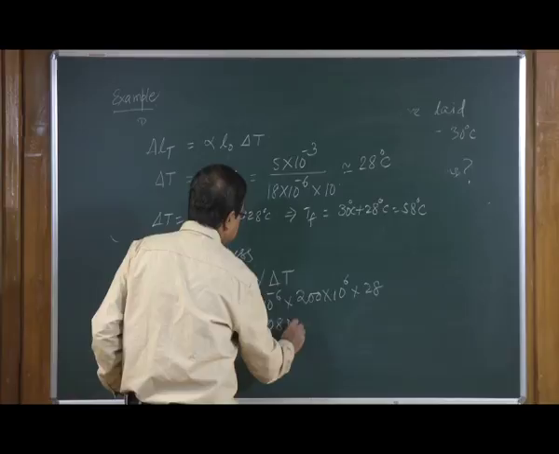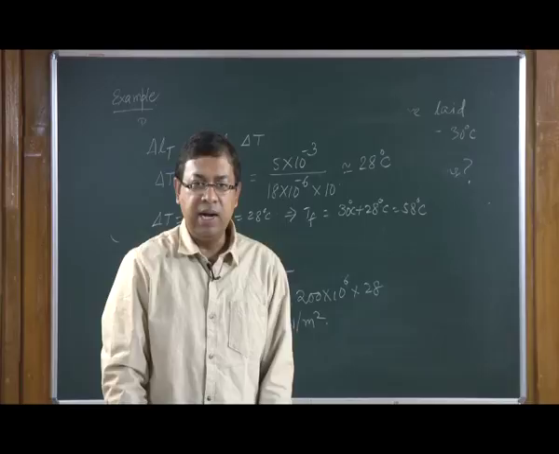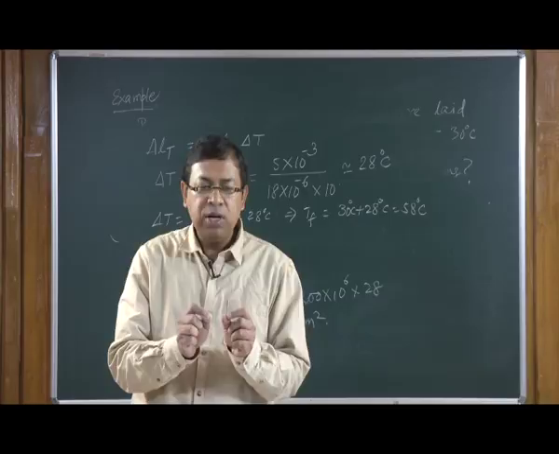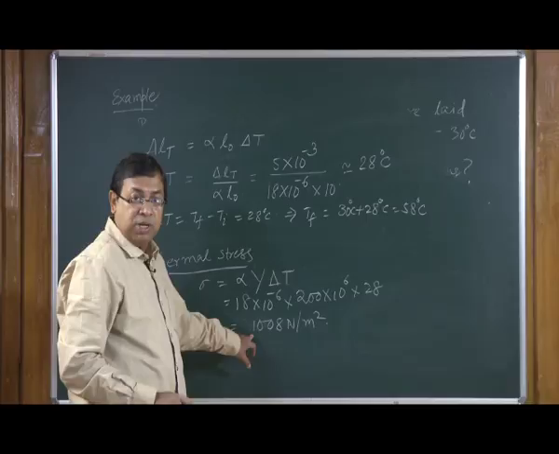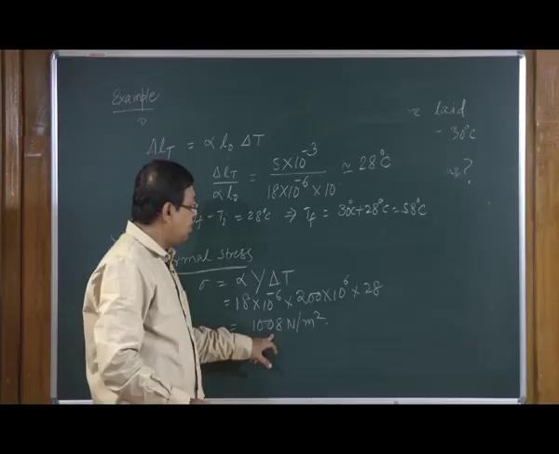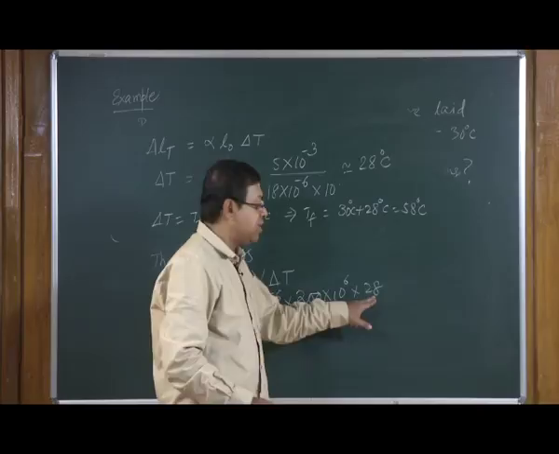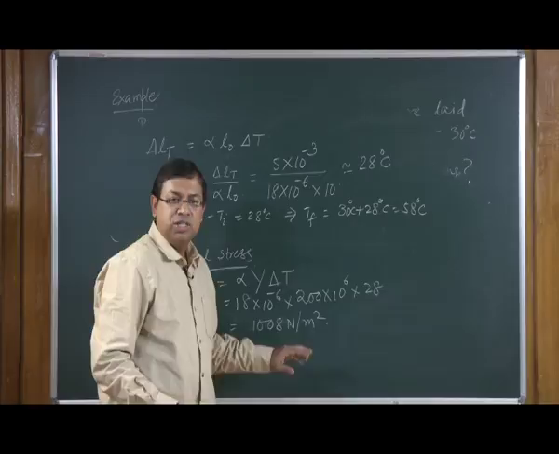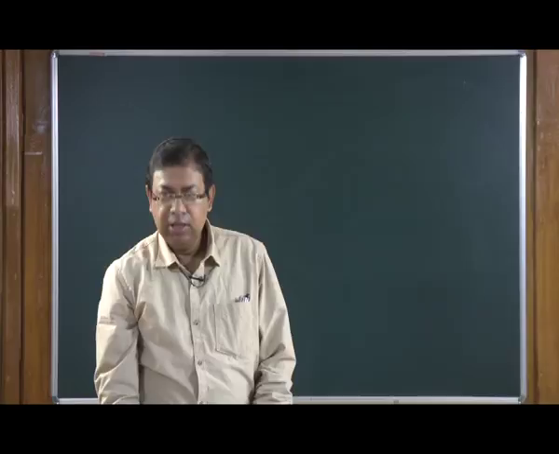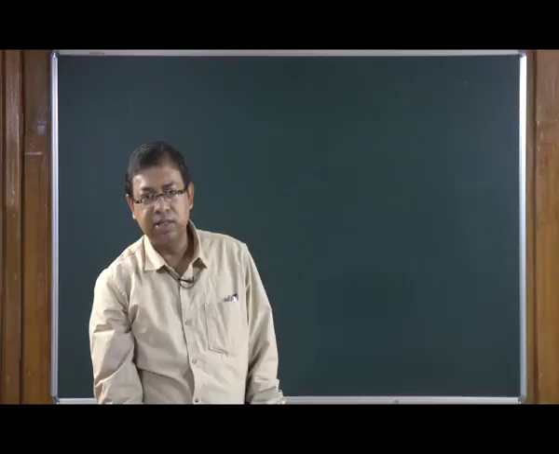So just a quick understanding of this: had there been no gap kept while designing the rail track, a thermal stress of more than 1000 Newtons per meter square would develop, where a temperature difference of 28 degrees is induced. So this is a large thermal stress that is going to be developed in the rail track. So let's carry on with some more problems on thermal stresses and the effects of temperature.